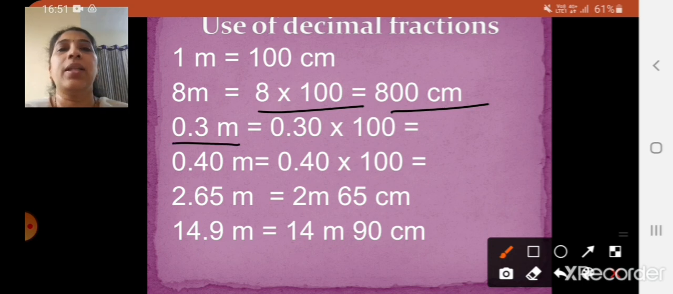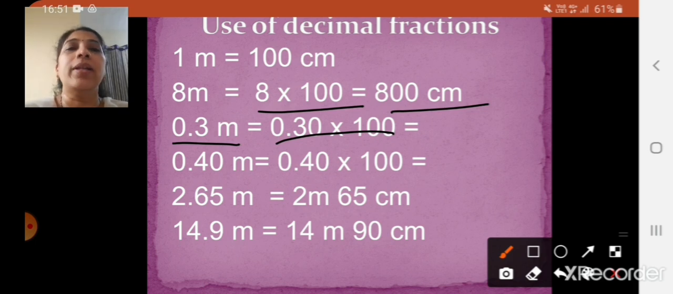Now 0.3 meter is equal to how much? So 0.3 meter is equal to 0.30 into 100, right? So 0.3 and 0.30, they are one and the same. So 0.30 into 100, how much do you get? Now just remember, children, don't think about the decimal point. Just think about 30 into 100. So what do you get? 30 into 100, you get 3000.